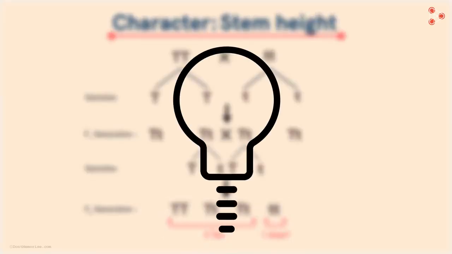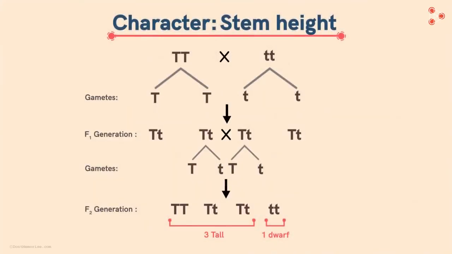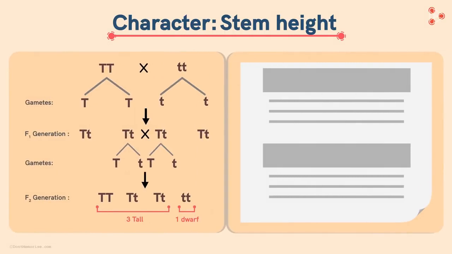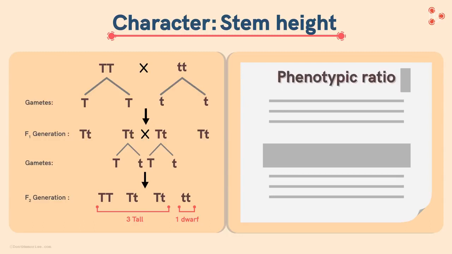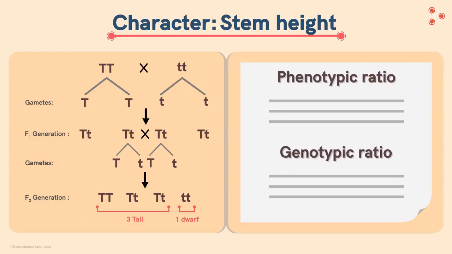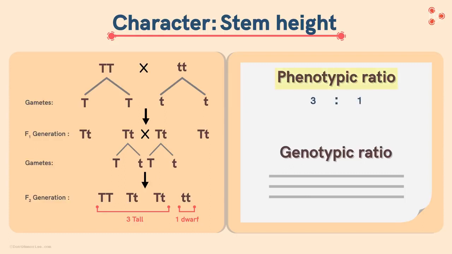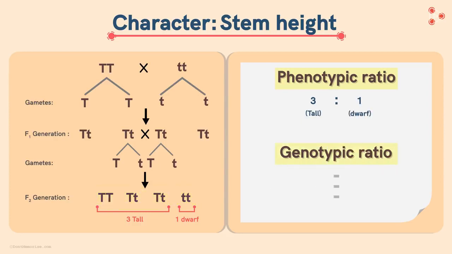Now that we've had a good idea about crossing, let me introduce 2 new terms to you. Trust me, they are very simple to understand. The 2 terms are phenotypic ratio and genotypic ratio. In this case, the phenotypic ratio is 3:1, that is 3 tall plants and 1 dwarf plant. And the genotypic ratio is 1:2:1. As we can see, 1 plant is homozygous for the tall trait, these 2 are heterozygous, and this one is homozygous for the recessive trait dwarf.